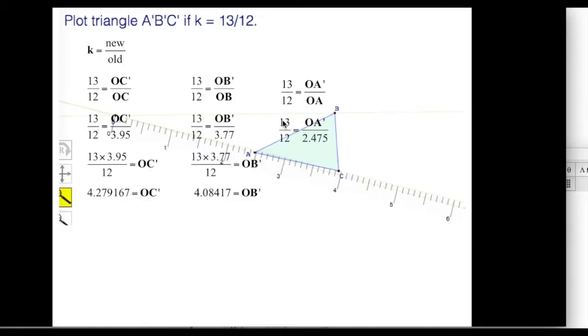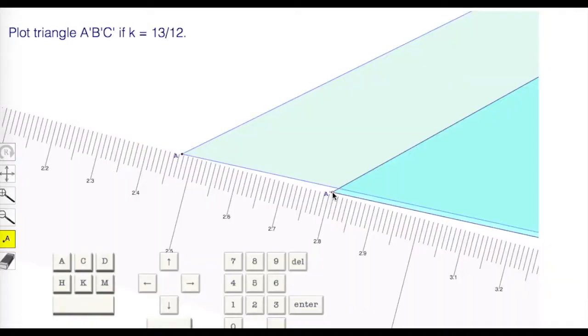I'm going to cross multiply my 2.475 times the 13, and then I'm going to divide by 12, and that will give us 2.68125. 2.68. Let's go and plot that. 2.68 right here.